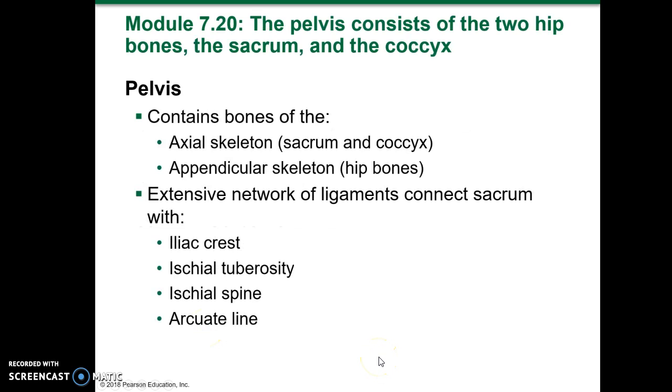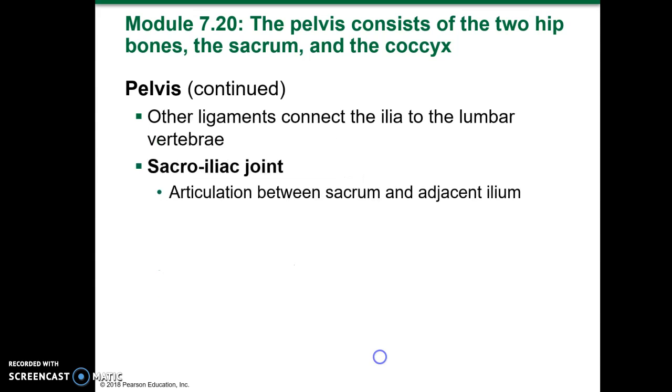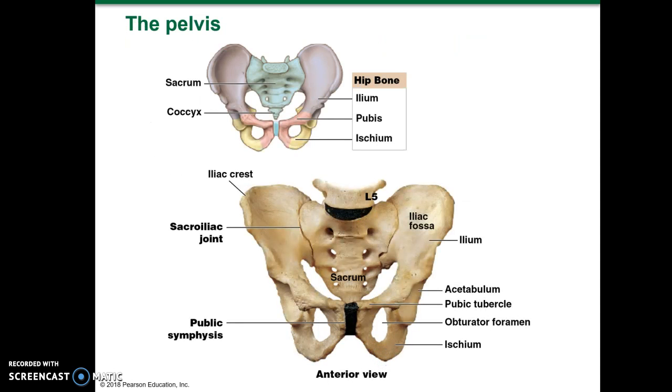Okay, the pelvis contains bones of the axial skeleton, so the sacrum and coccyx, and the appendicular skeleton, the hip bone. And we have lots of ligaments that connect the sacrum with the iliac crest and the ischial tuberosity and the ischial spine and the arcuate line. Other ligaments connect the ilia to the lumbar vertebrae. We have the sacroiliac joint, which is the articulation between the sacrum and the adjacent ilium, shown there.